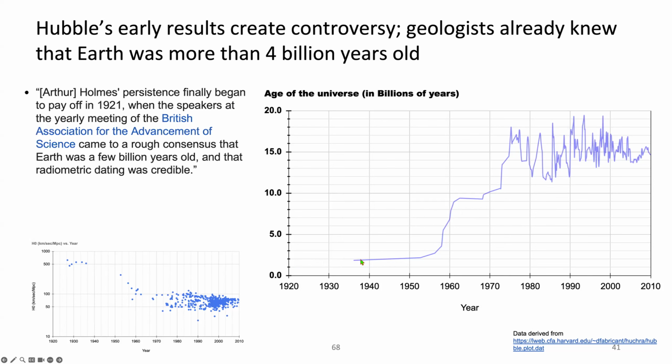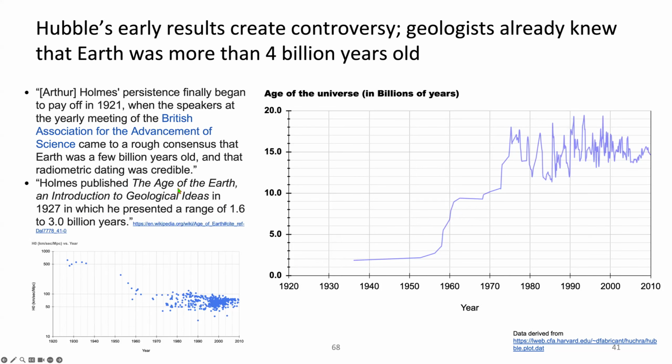And that was a problem because geologists were beginning to understand the age of the Earth, and they said Earth is between 1.6 and 3 billion years. This is 1927. So geology was saying the Earth is about 2 billion years old. And astronomy said the universe is 2 billion years old. So how would the Earth have formed instantly at the beginning of the universe?